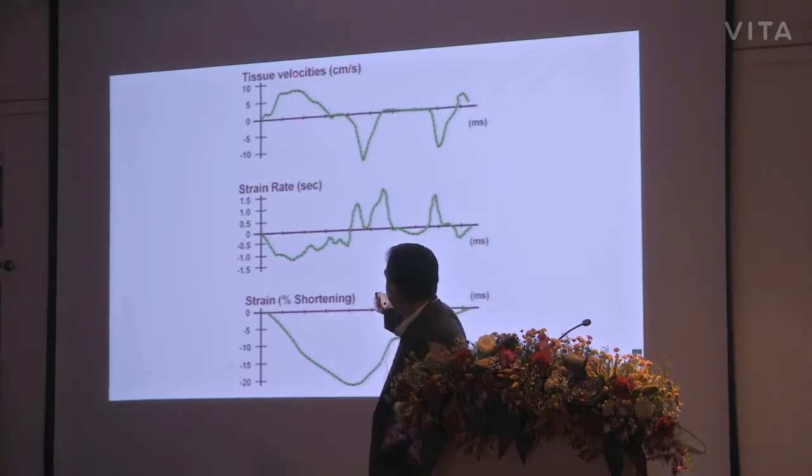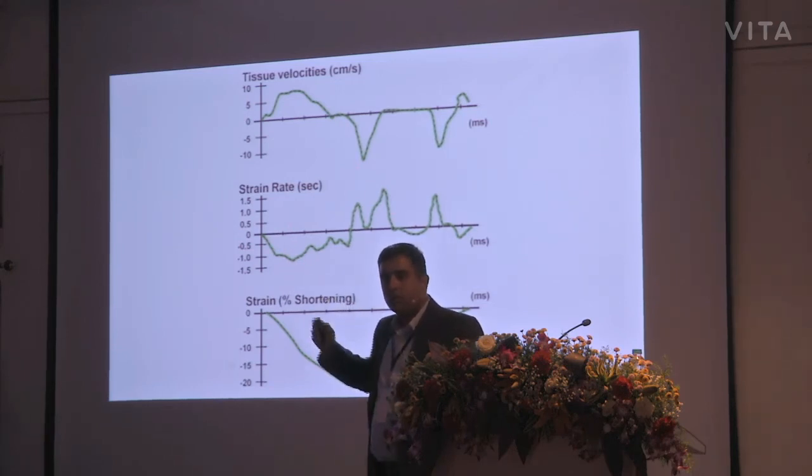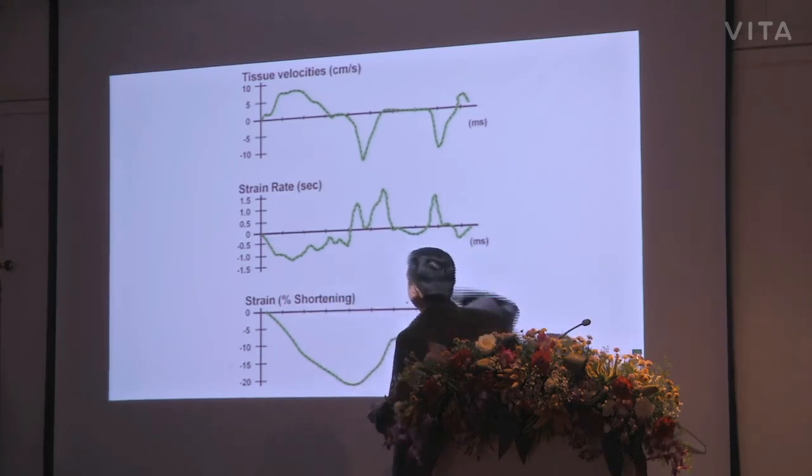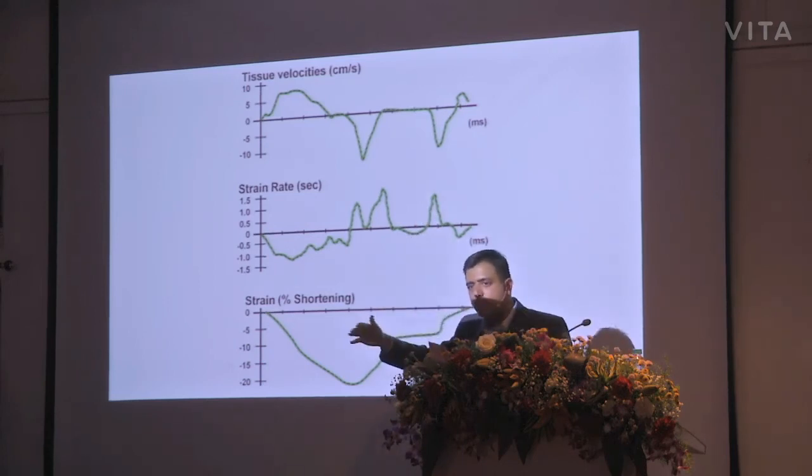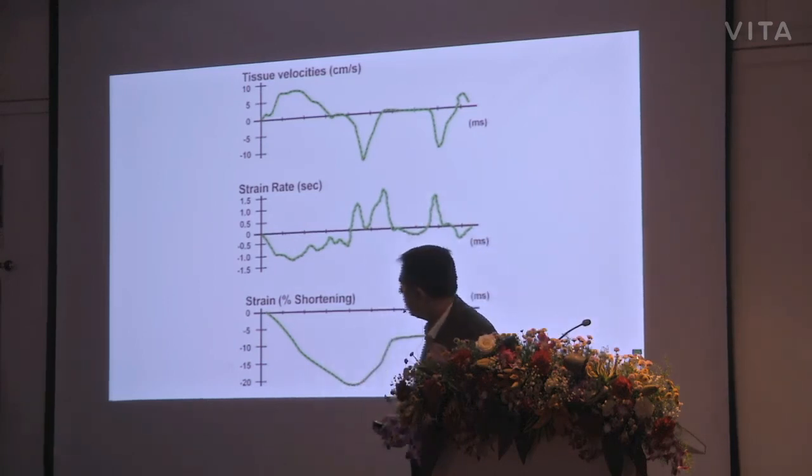The strain, strain rate and velocity curves are like mirror images. You have S, E dash, and A dash, and in the same way you have an S strain rate, E strain rate, and A strain rate. So in the velocity curve, systolic is positive and the diastolic events are negative, versus the mirror image, where systolic is negative and the diastolic curves are positive. So you should be able to identify whether it is tissue velocity, strain rate or strain by looking at these curves, and then you will be able to understand what you are seeing better.